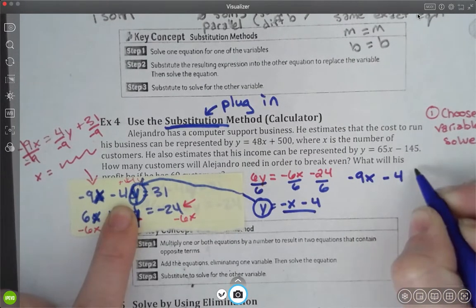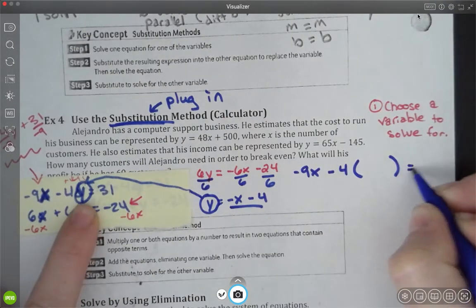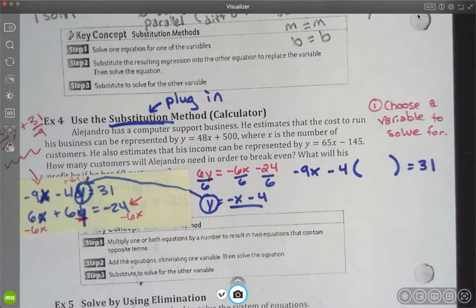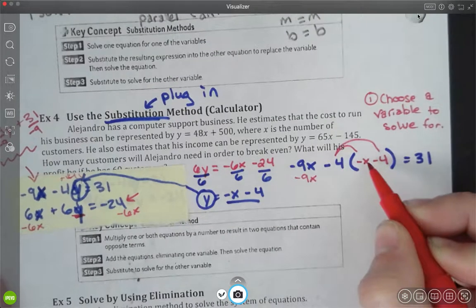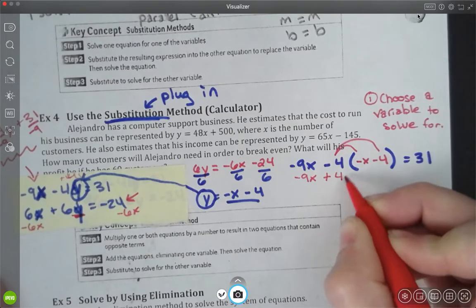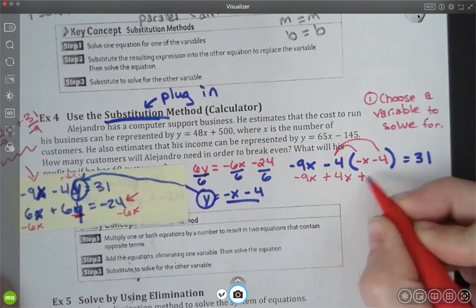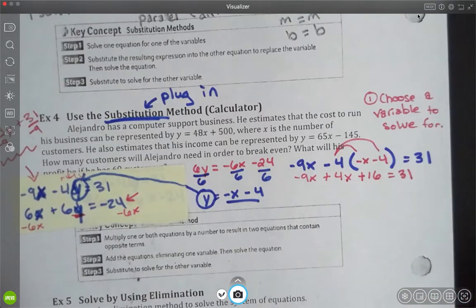Negative 4y is not going to be y anymore. So I'm going to put a big long parentheses equals 31, okay? You see my top equation? I have him ready to go, but for y, I have a big blank because I'm going to shove this stuff in. Times negative x. What does that make? Plus 4x, okay? And negative 4 times negative 4? Plus 16 equals 31. Okay, now I have it kind of nicer.